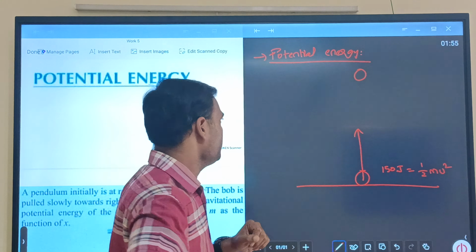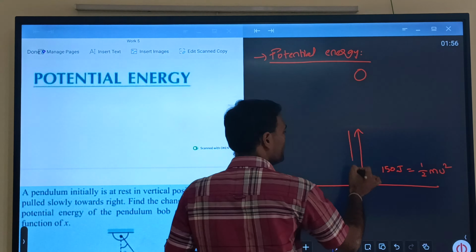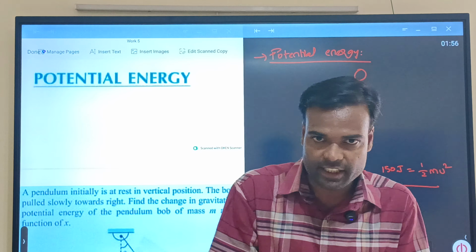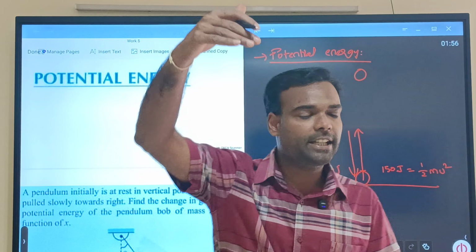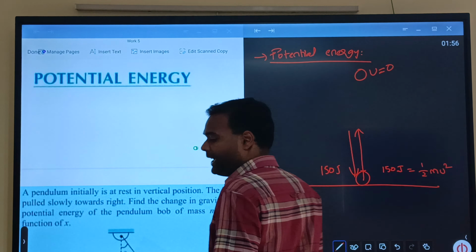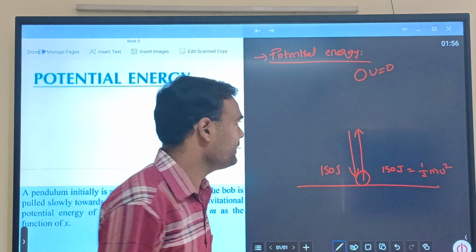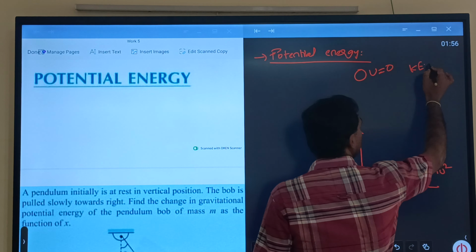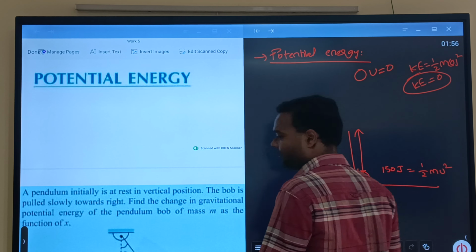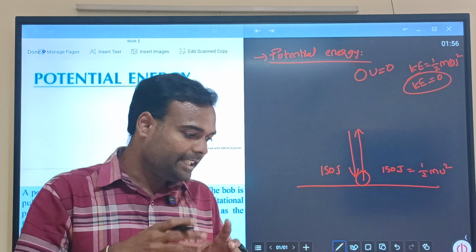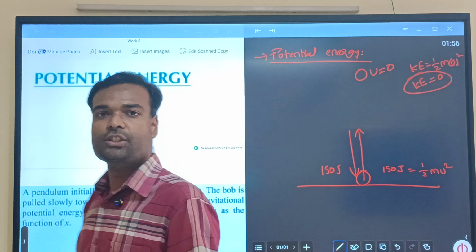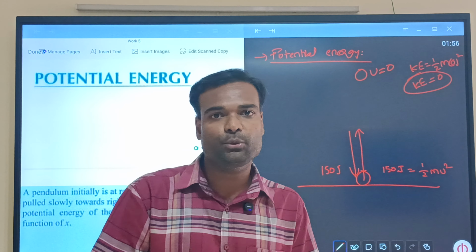And let us assume that when the object comes back to the original position, it should again possess 150 joules of energy. The object started its journey going upward, and ultimately it comes to rest at this point. If the object is at rest, can I say its kinetic energy, half m times 0 squared, becomes 0? Kinetic energy becomes 0 here, right? And while it is coming back to its original position, it again possesses 150 joules of energy.